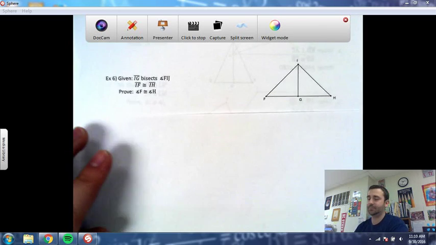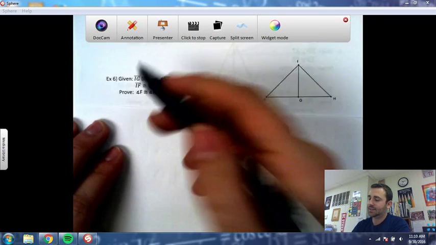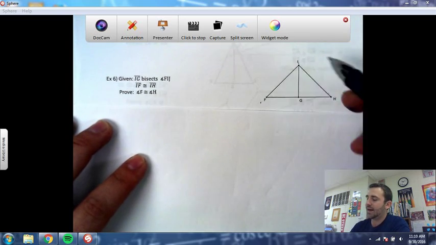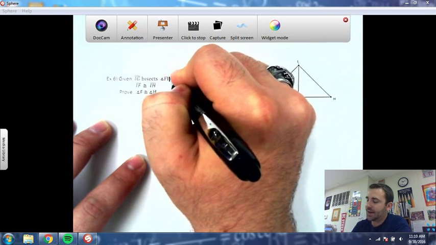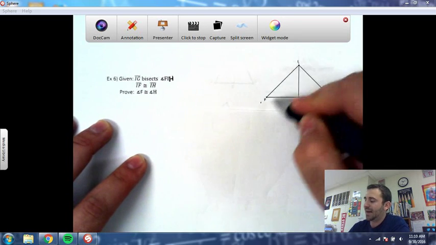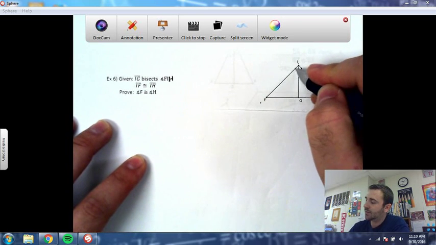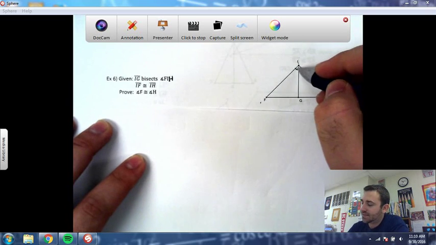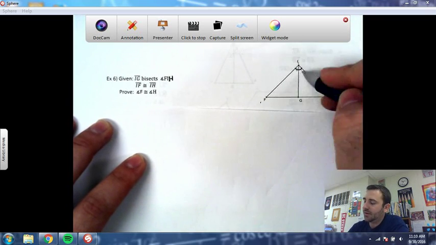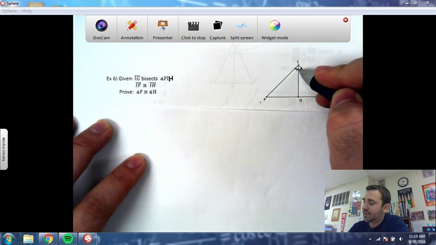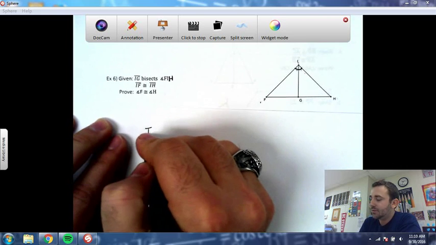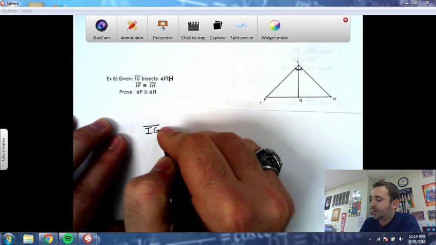Again, start with marking up the picture. Segment IG bisects angle FIH, and we want to make this correction that it's FIH. So it bisects FIH, which means an angle bisector gives us congruent angles. So I know that these two angles here are going to be congruent to themselves. So let me go ahead and state my given.